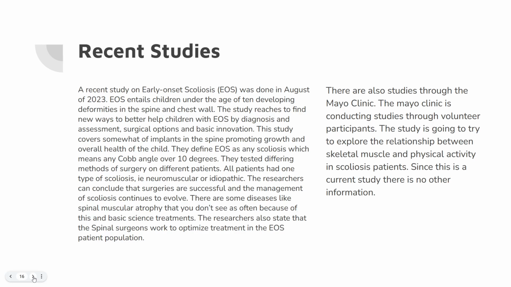There are also studies through the Mayo Clinic. The Mayo Clinic is conducting studies through volunteer participants. The study is going to try to explore the relationship between skeletal muscle and physical activity in scoliosis patients. Since this is an ongoing study, there is no other information.